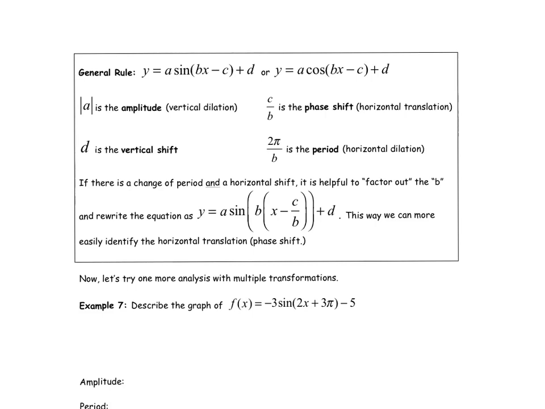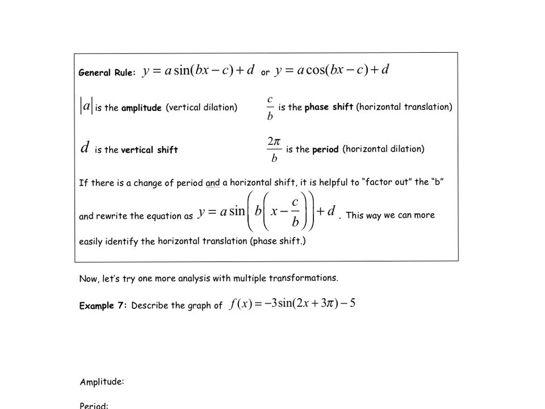In note 6.4, we've been working towards the ability to graph general sine and cosine functions, something like y equals a times the sine of bx minus c plus d, or a similar form regarding cosine. So when we're doing this analysis, we know that the absolute value of a is the amplitude of the function, and it's always positive. That's why we take the absolute value of a.